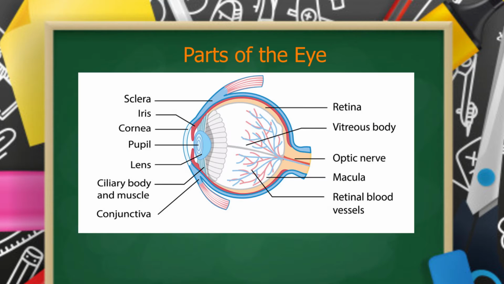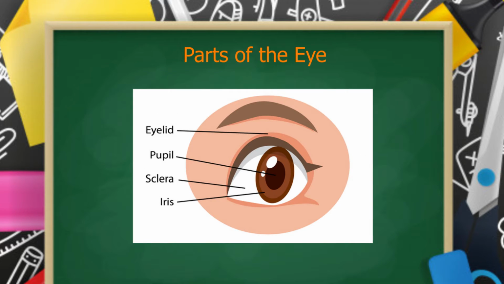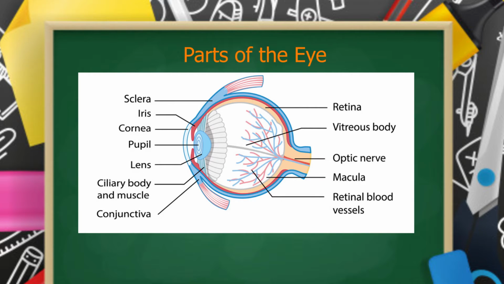Now, we have the side view that we're looking at there, and we have the inside of the eye, the front view and the side view of the eye. The front view of the eye is showing us the eyelid, the iris, the pupil, and the sclera. On the side view of the eye, we have the retina, the sclera, the vitreous body, the optic nerve, iris, pupil, lens, cornea, and all the others.